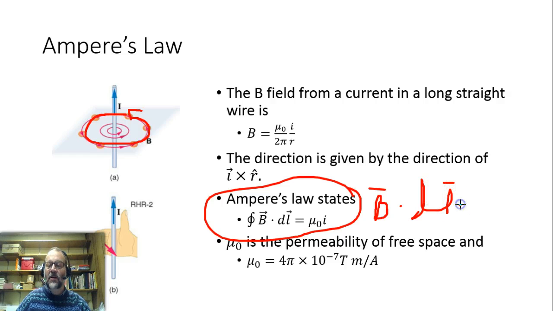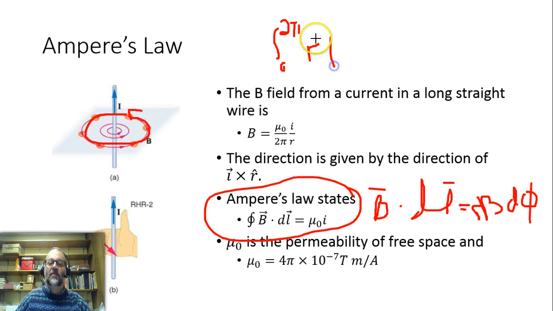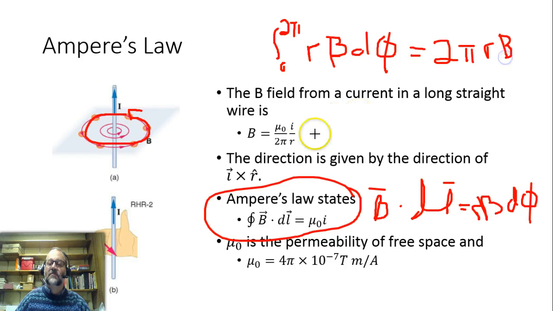and B dot dl just ends up being B R d phi. So we're going to integrate R B d phi from 0 to 2 pi, and that is just 2 pi R B. So 2 pi R B equals mu naught I.